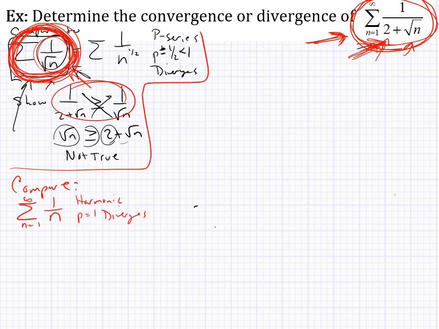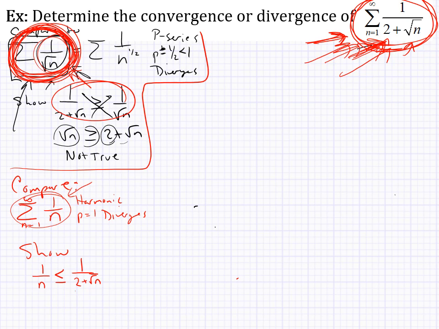If we're going to compare to the one we're looking for here, then we have to show that 1 over n is bigger than or equal to, I didn't equal it the wrong way. I have to show that 1 over n is smaller than 1 over 2 plus the square root of n. So if this is smaller than this one, and this one diverges, then by default this one's going to have to diverge. Alright, so is this true?